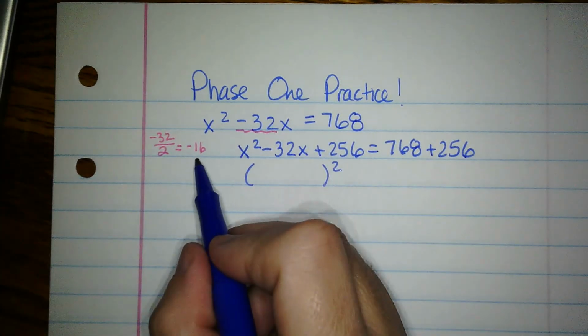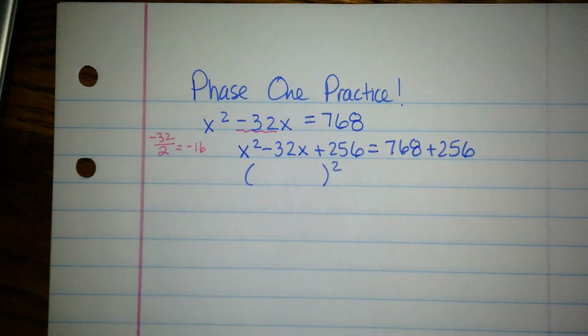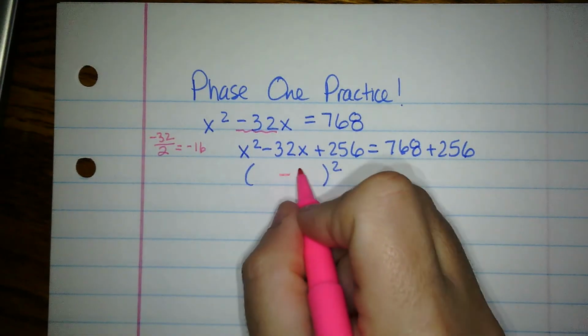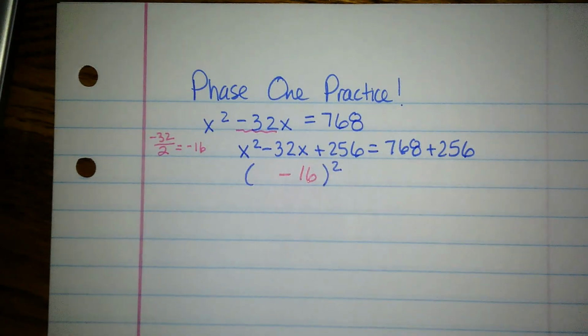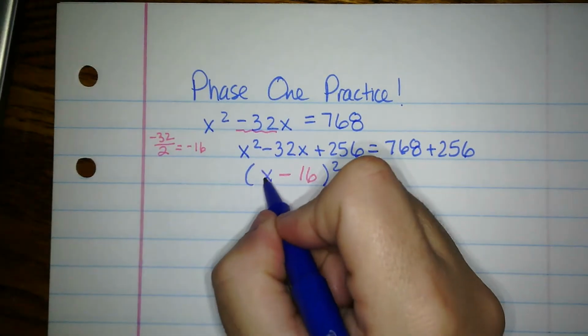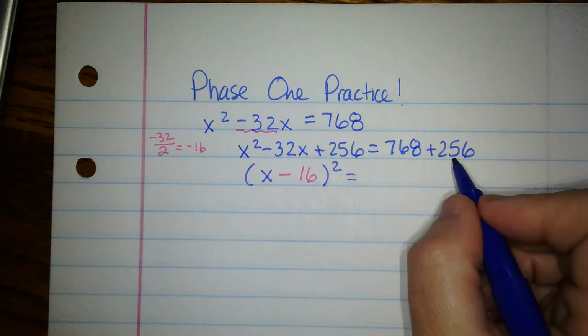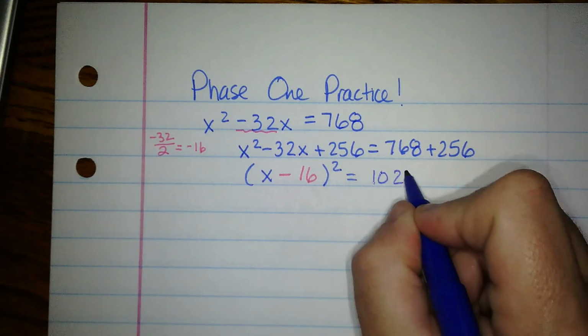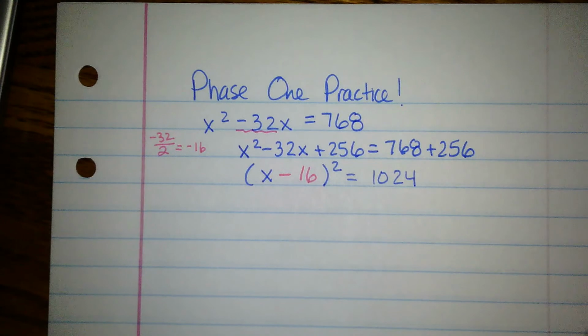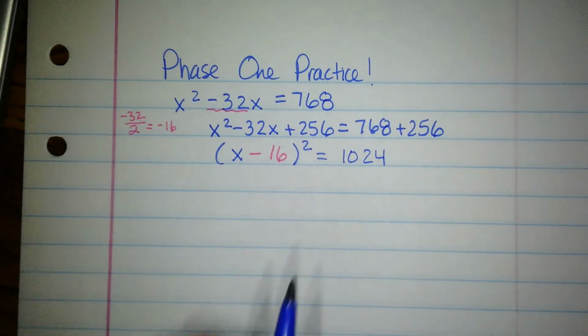So the value that we took half of was negative 16. So we're going to put negative 16 here. This is our square. We completed the square. This one we have to do 768 plus 256. That's 1024. And now we're going to move to the square root method.